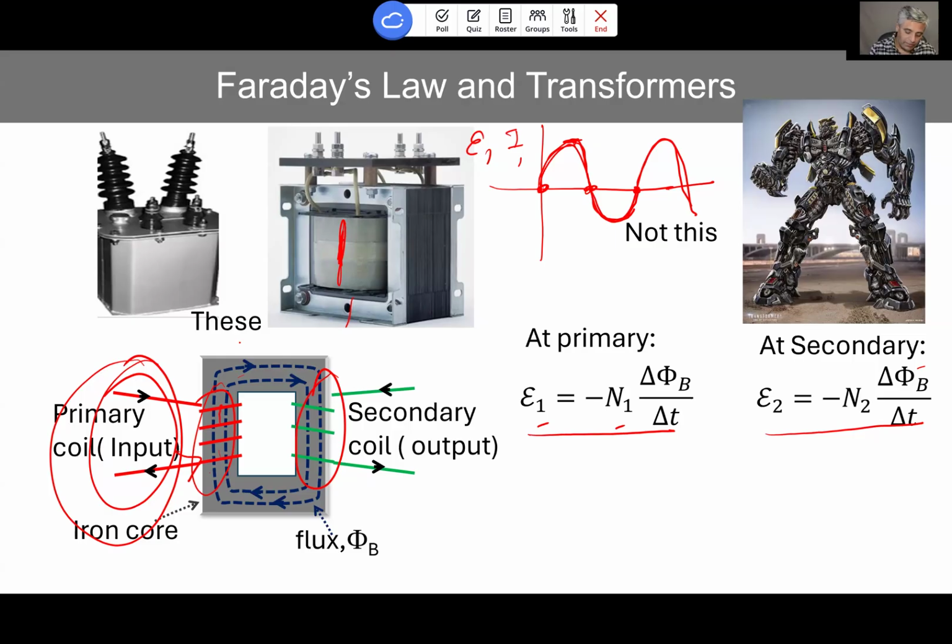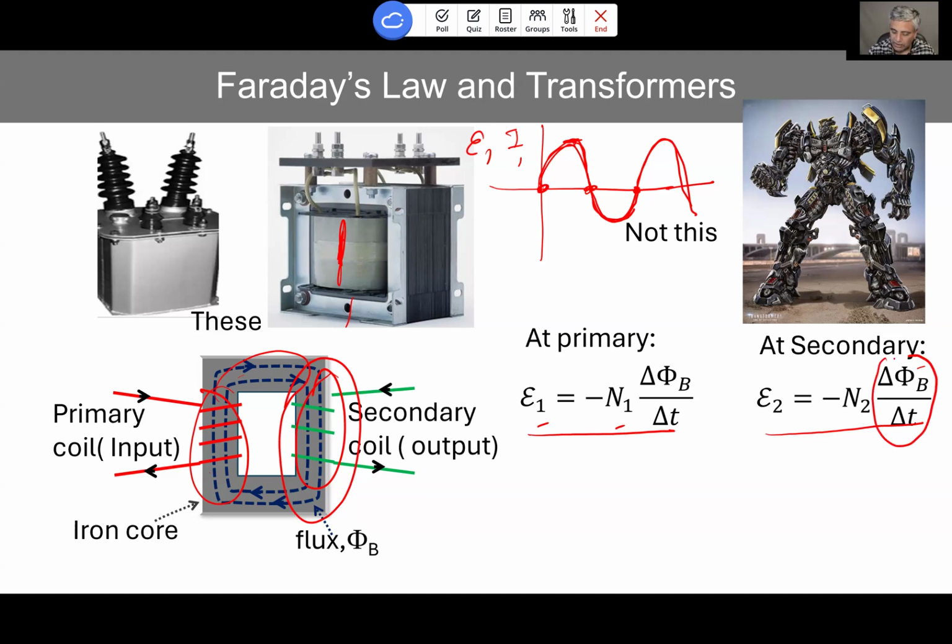Now, whatever flux change is taking place here, that is being coupled or directed here. So that means the rate of flux change is the same. That's why there is no new subscript in this rate of flux change. It is the same for both coils. That's how they are coupled. That's how they are made.